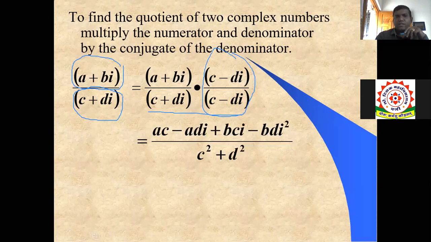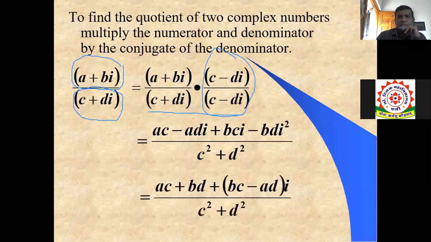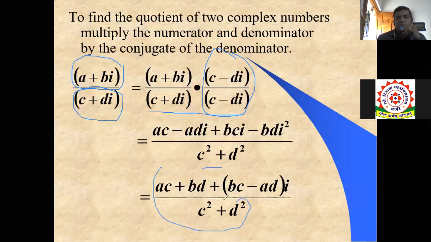So we get denominator c square plus d square, numerator, if we simplify, then we get (ac plus bd) plus (bc minus ad) times i upon c square plus d square. And simply it is the standard form of a complex number, that is first term plus second term times i. Okay, so standard complex number.